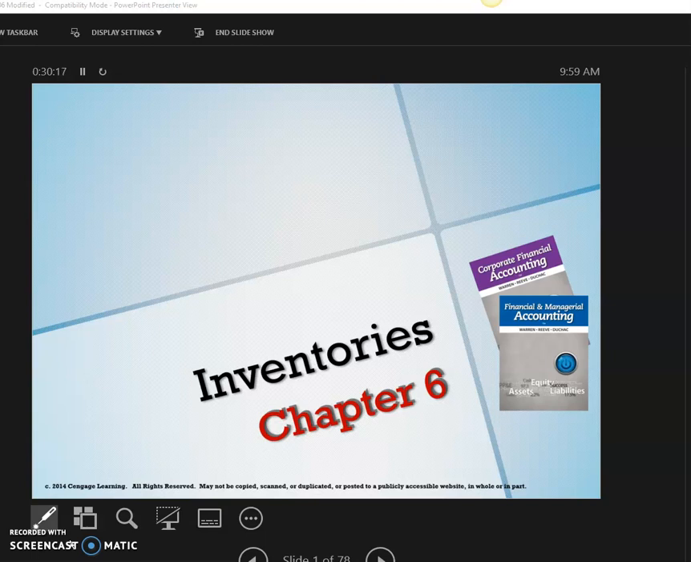How many pieces are still on the shelf, at what cost, and how many pieces did we sell at what cost. So this is a little bit different here. There won't be a lot of journal entries in here. The two major components will be how much inventory I have left and how much did I sell, or what was the cost of it. For this chapter, we're more concerned about the cost of the inventory and not the selling price.